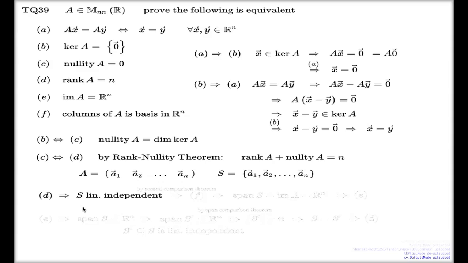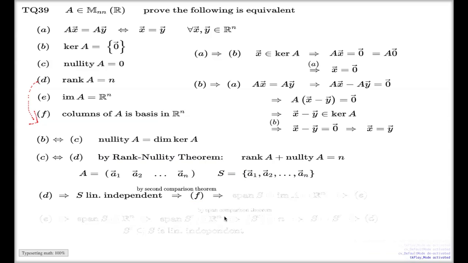But if S is linearly independent, and if S has the same number of vectors as the dimension of this space, it means that S is a basis. So it implies F. This is something which I call the second comparison theorem. So again, because rank is n, columns are linearly independent. If you have n linearly independent columns in an n-dimensional space, it means that they form a basis. That's part F. So we just made a step from D to F, skipping E for now.